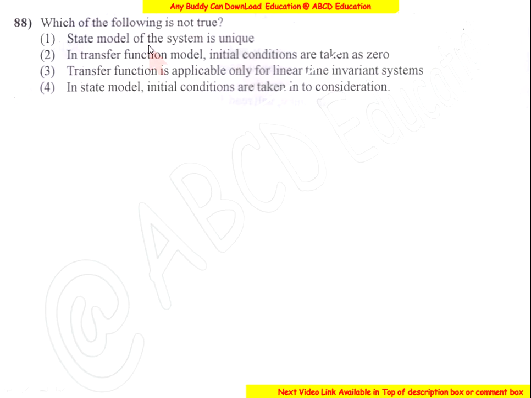Now come to question number 88. Which one of the following is not true? Okay, so come to the solution. We know that a state model can be formed with the help of many methods, that is the canonical method, cascaded method, differential equation method. Okay, so there are different methods which produce different state models. So the state model is not unique, so option first is not true. So the correct option is first.